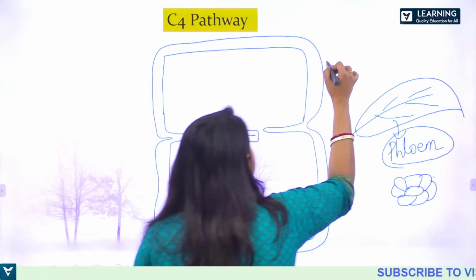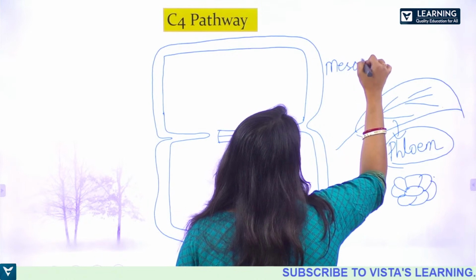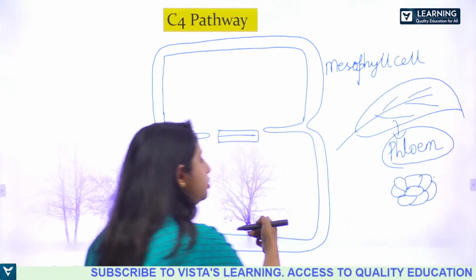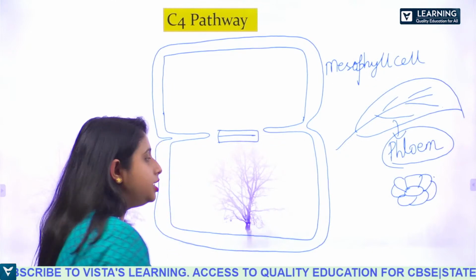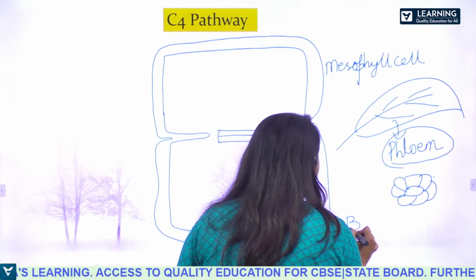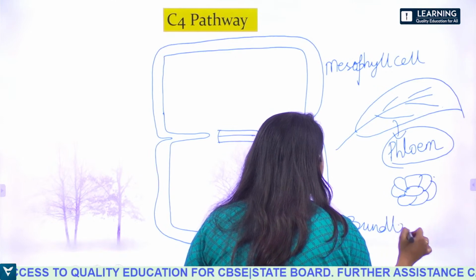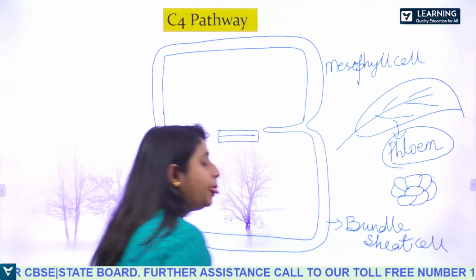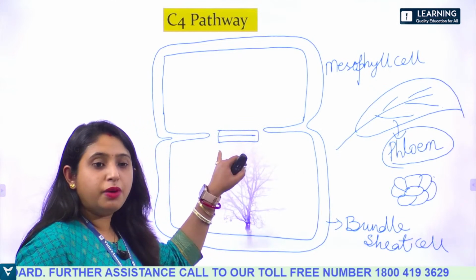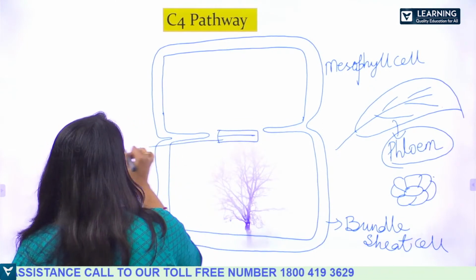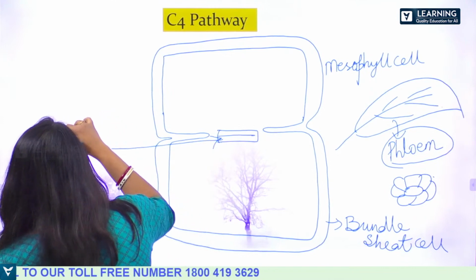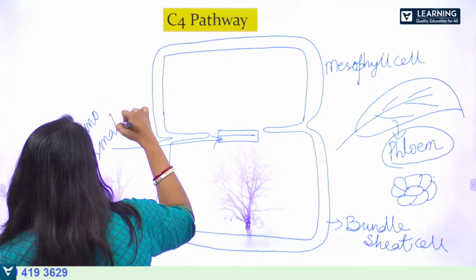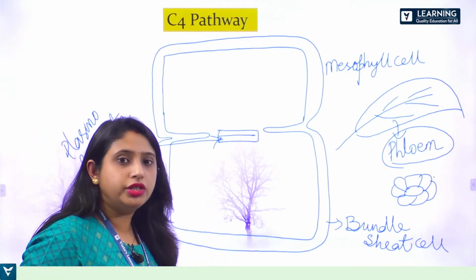This cell is the mesophyll cell. Now the cell downside of this is the bundle sheath cell. This is connected by the plasmodesmata, okay? Now what happens during this process?